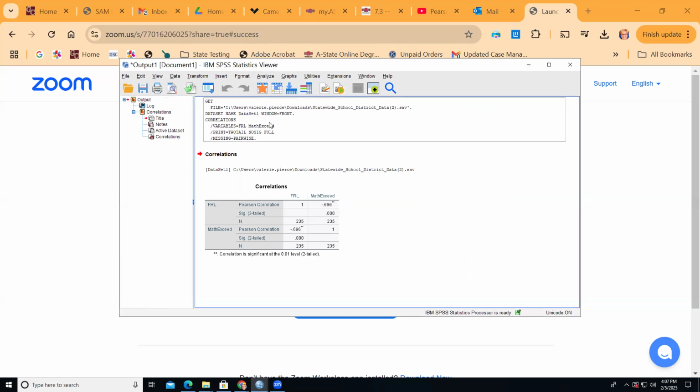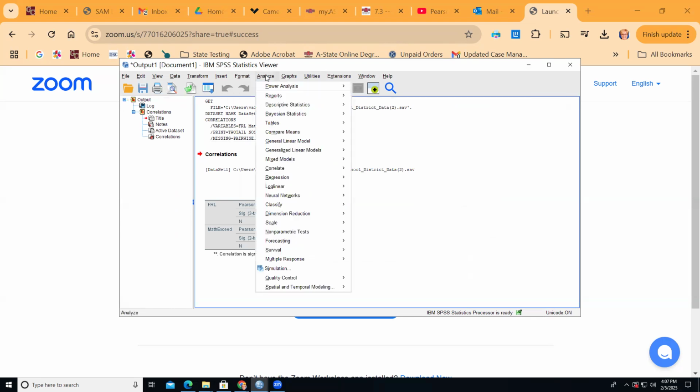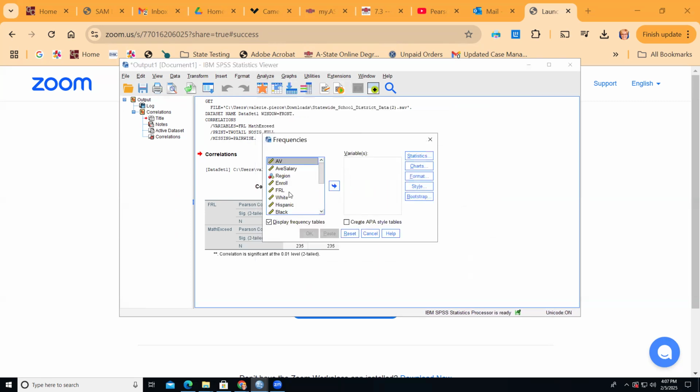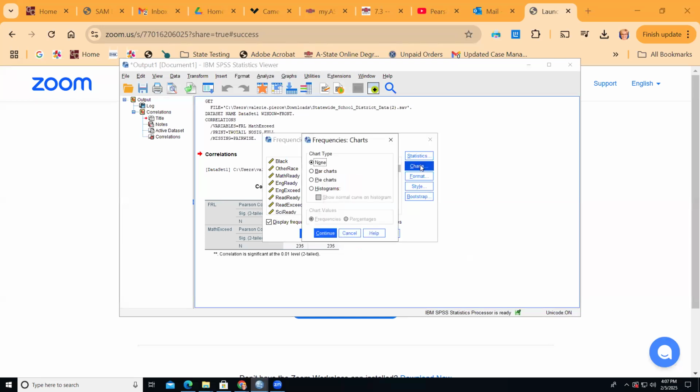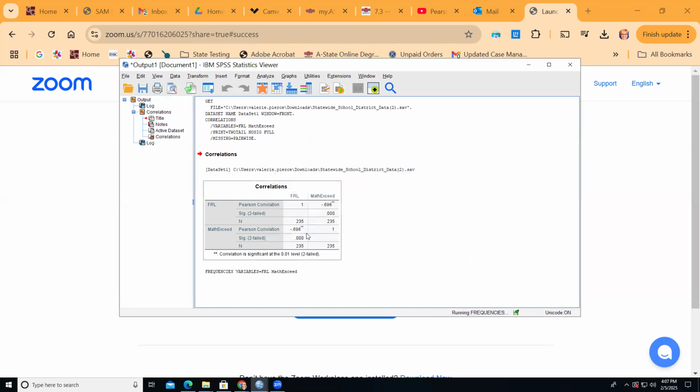And we would also then check the assumptions. So we would go to Analyze, Descriptive Statistics, Frequencies, and we would move those two variables over, FRL for free and reduced lunch and math exceed for exceeding in math. And we would click on Charts, and we would choose a histogram that shows a normal curve. And then we would click Continue and then OK.